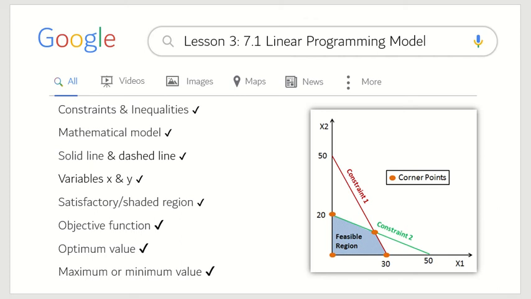So before we start our lesson today, we look at this screen. In the previous lessons we learned about constraints in inequality. Constraints are not equations, but inequalities. They will have the symbol more or less, or more or same, less or same. Then we will have the mathematical models, or we call them the constraints.